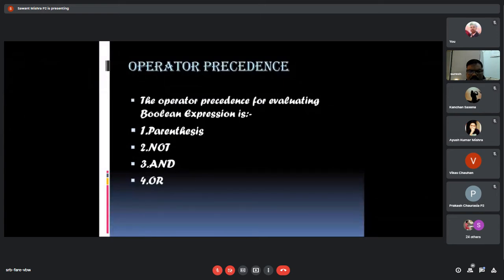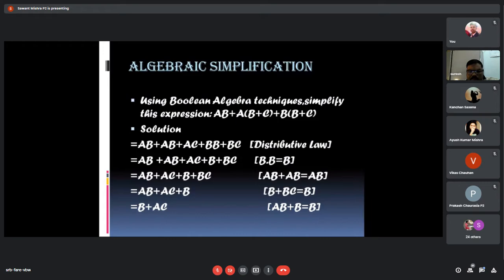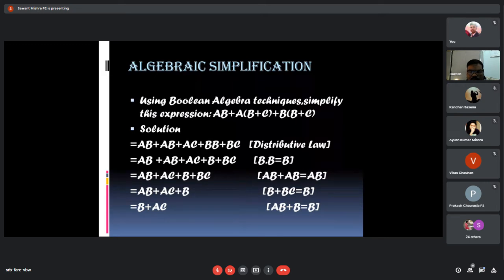Now, if we have to simplify a Boolean expression, then we have to solve it in order of precedence. Firstly, we solve the expression written in parentheses, and then we go to the NOT part, that means the complement part. And then we go to the AND part, that means the part where binary variables are multiplied, and then we go to the part where we add the binary variables, or we also say logically added or ORed the binary variables.